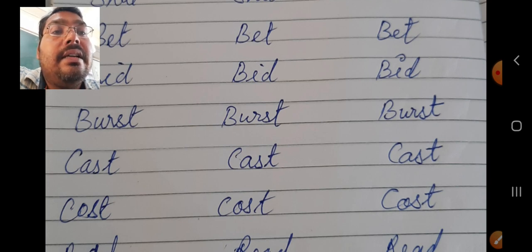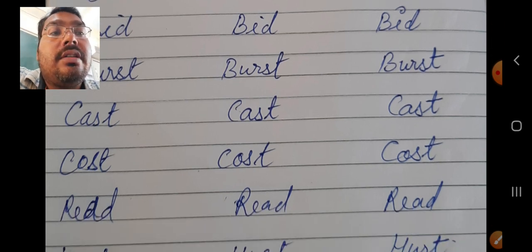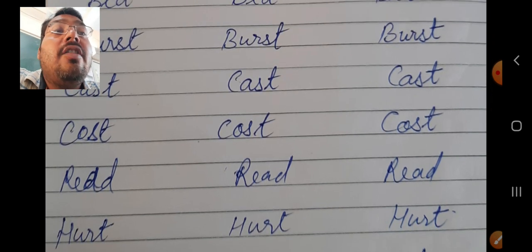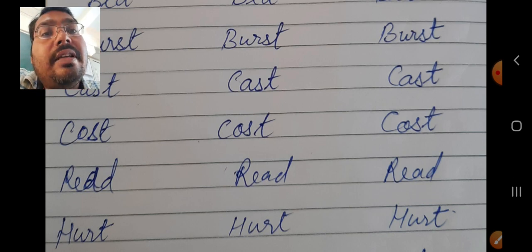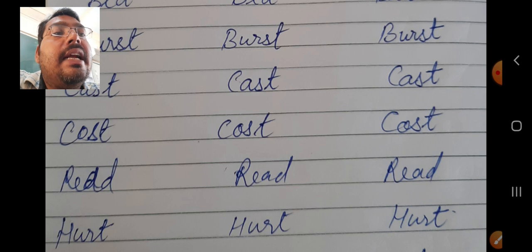Cost, cost, cost: the value of something. Read: all three forms are the same. We change the pronunciation, like read, read, but the spelling remains the same, so I kept it over here. Read, read, but there is no difference in spelling.